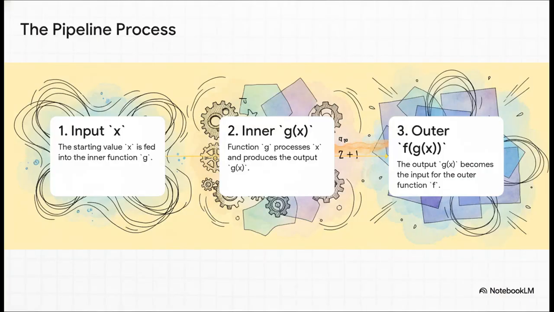This brings us right back to our pipeline. Your starting value x gets plugged into the inner function g. It churns for a second and spits out an answer, g of x. That answer then immediately becomes the input for the outer function f, which gives you your final result.